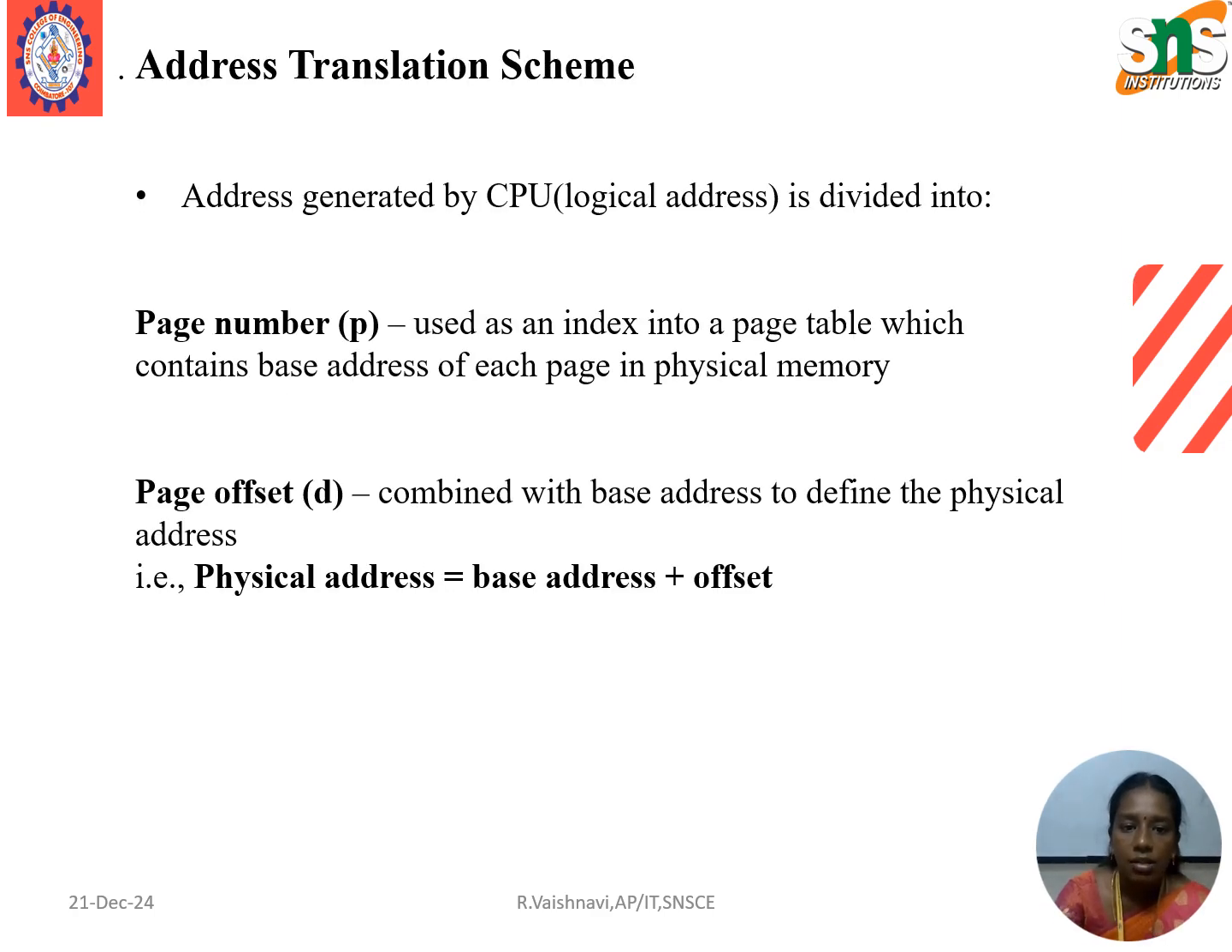Next one is the address translation scheme. The address generated by the CPU, that is the logical address, is divided into the page number and the page offset. The page number, defined as P, is used as an index into the page table, which contains the base address of each page in physical memory. Next one, page offset, which we define as the letter D. It is combined with the base address to define the physical address. That is, physical address is equal to base address plus the offset.